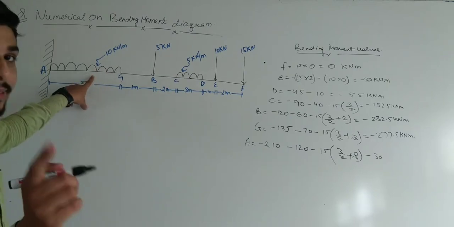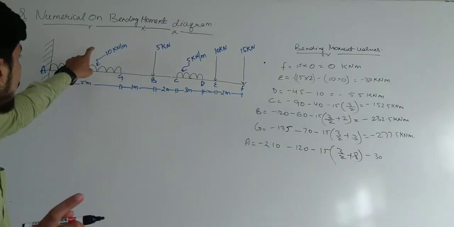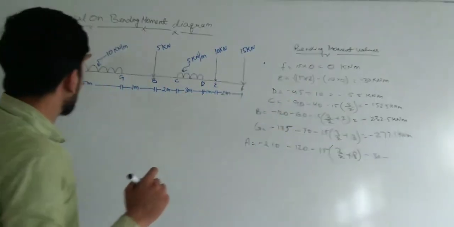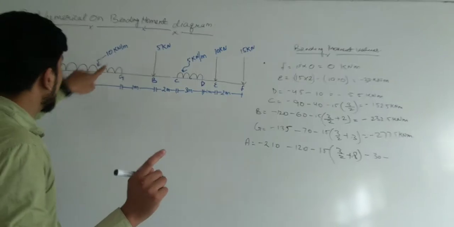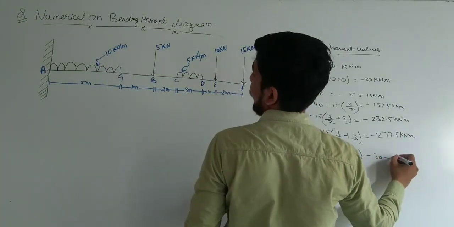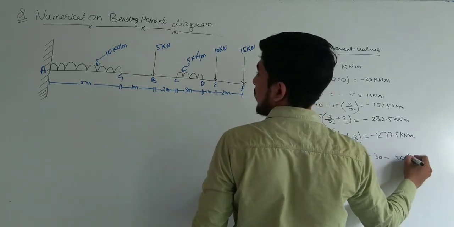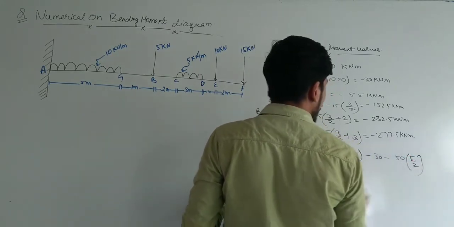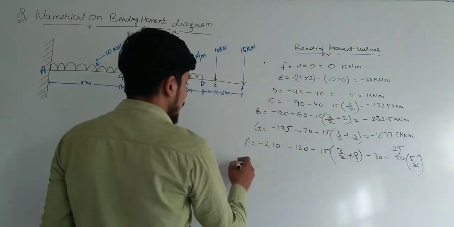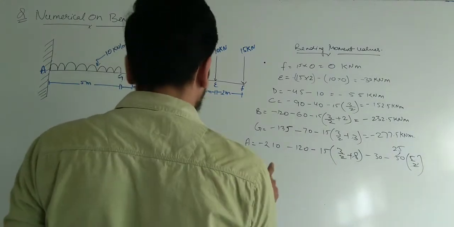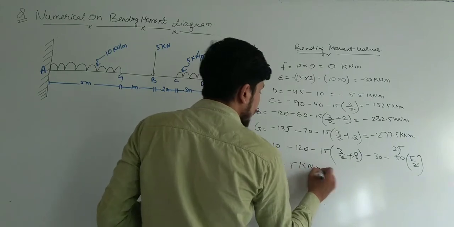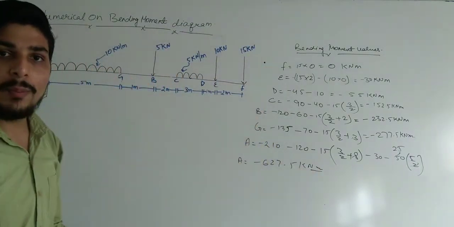Now we come from UDL. The UDL is minus, as I discussed, the UDL you have to multiply by its distance. So 10 multiplied by 5 is 50, and the CG is 5 by 2. All these values cancel out, it is 25. And the value from the calculator is minus 627.5 kilonewton meter. So these all are values for the bending moment diagram.